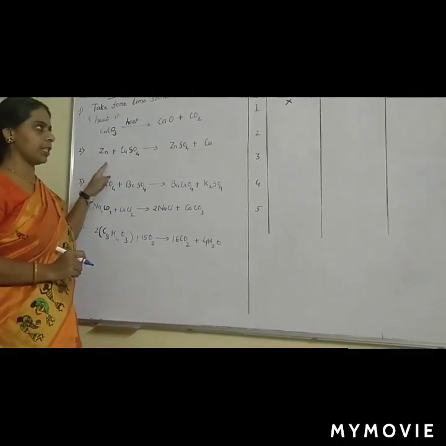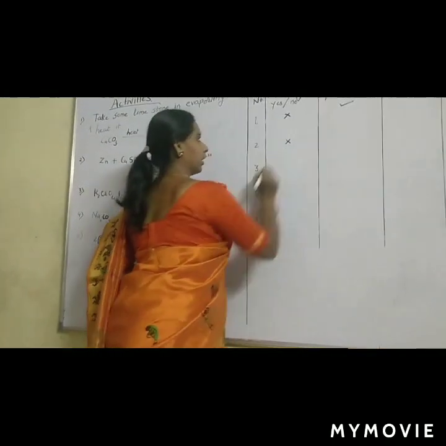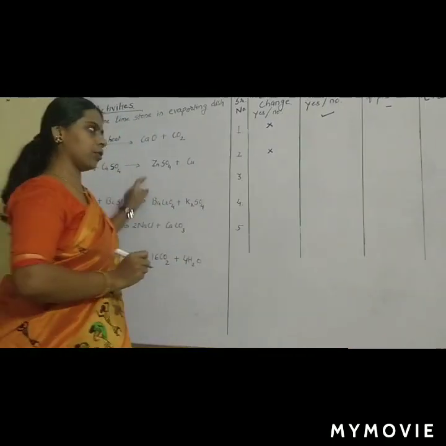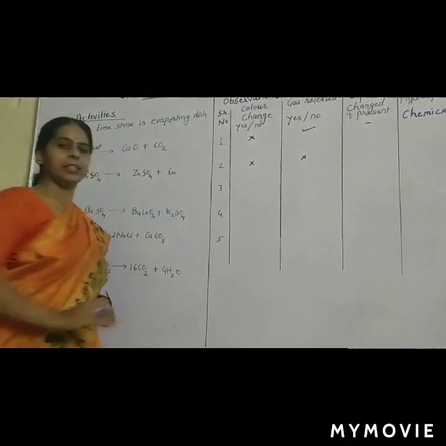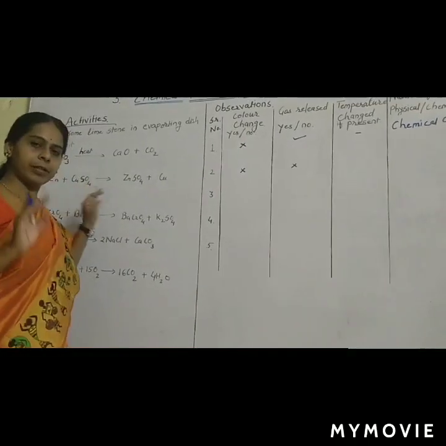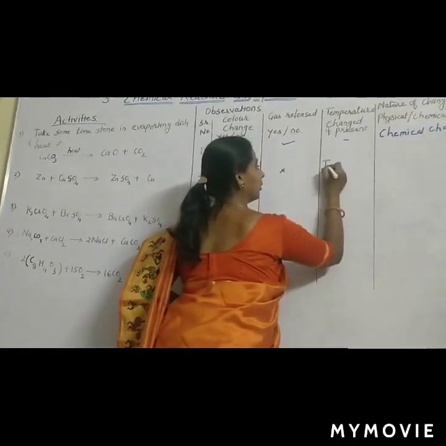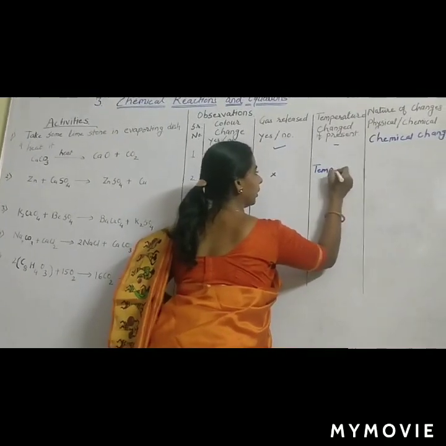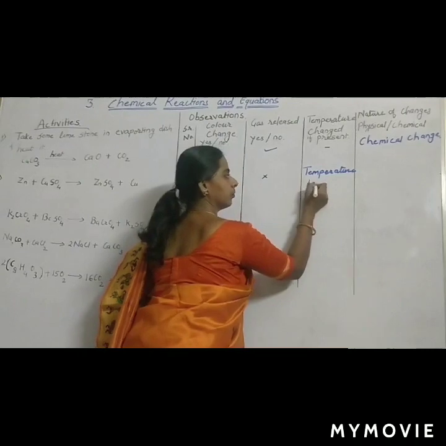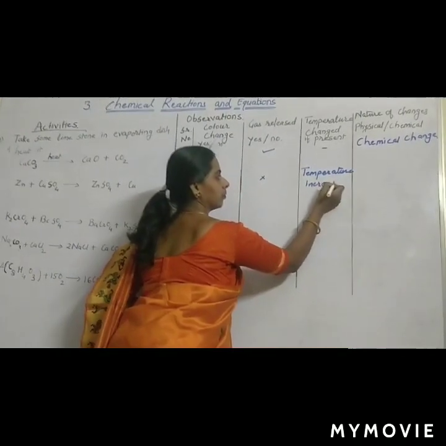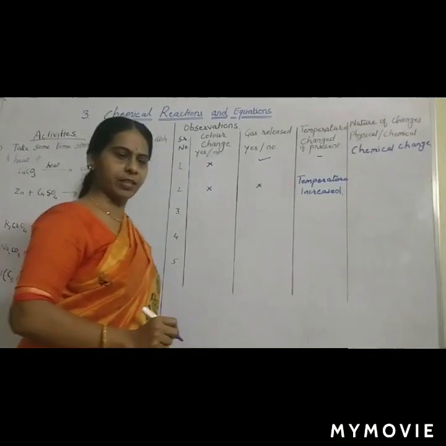During that change, is there any change in color? No, there is no change in color. Gas released: no gases are released. Temperature change: yes, during that change the temperature of the beaker increases. So temperature increased. And this is an example of chemical change.